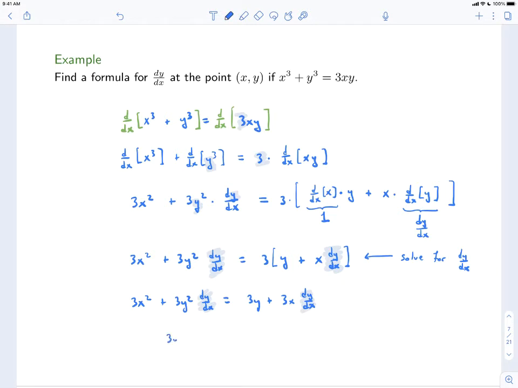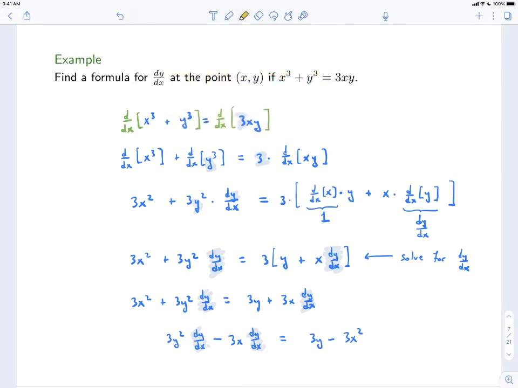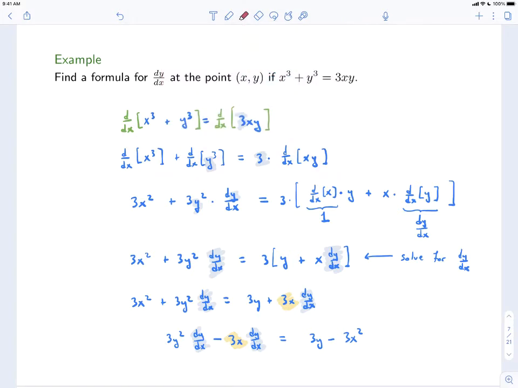So we'll have 3y squared dy/dx. Let's get them all together. So we're going to subtract 3x dy/dx. And this is going to be equal to 3y, and then I'm going to subtract the 3x squared. Let me just highlight those, and let me just comment that this 3x here is the same as that 3x there, and this 3x squared is this 3x squared here.